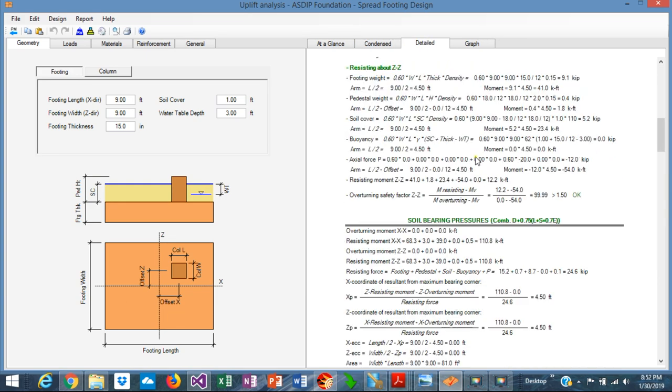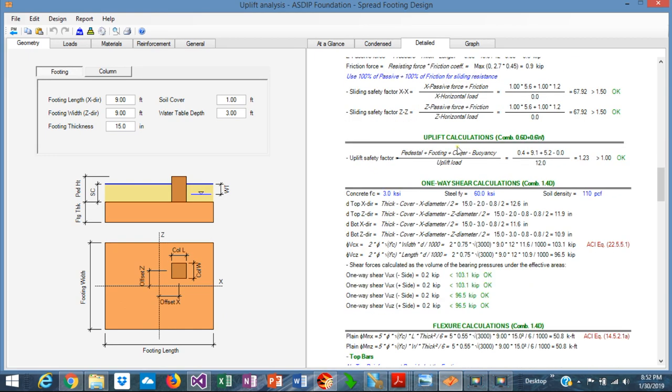In the detailed calculations, we can follow the uplift analysis. Basically, the uplift safety factor is the ratio of the resisting uplift, which is the pedestal weight, footing weight, soil cover weight, and the buoyancy, which in this case is zero, over the uplift load. If we do the math, the ratio is 1.23, which is a safety factor more than one. It should be noted that the ratio is compared to 1, not to 1.5 as was in the old days. That's because, as I explained before, the safety factor is already implicit in the load combination. So these numbers correspond to these load combinations, which include also the safety factor. So 1.23 is more than 1.0.